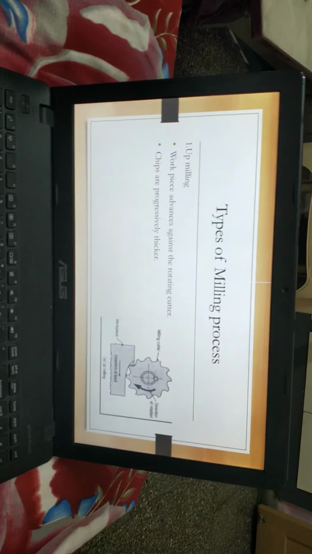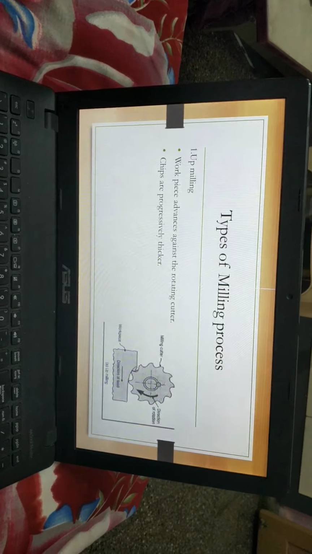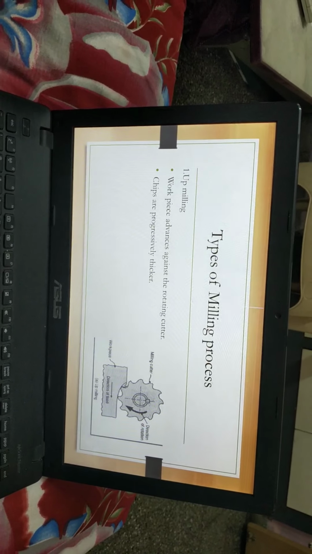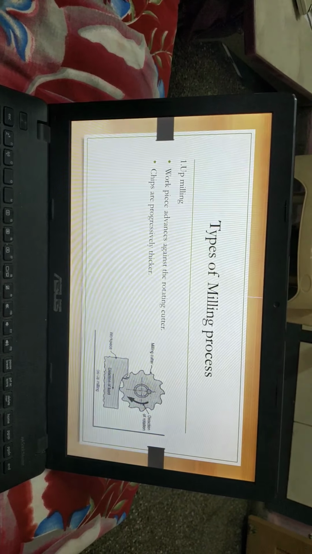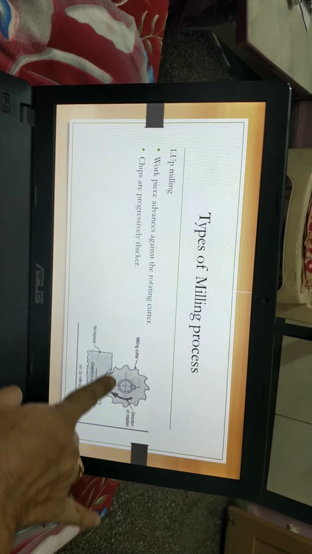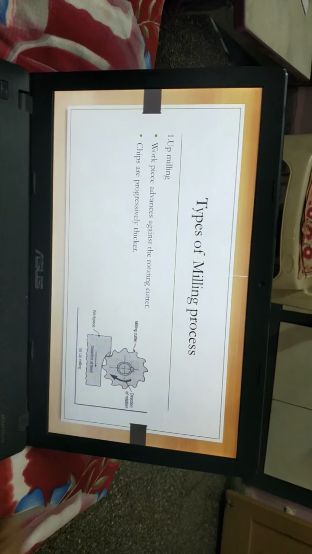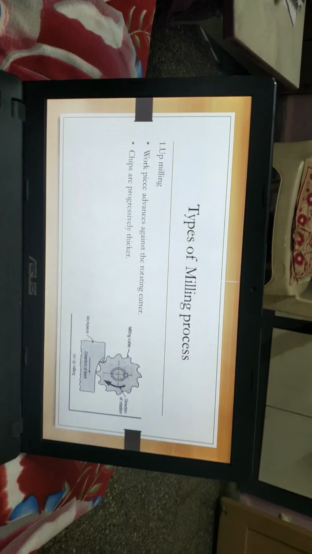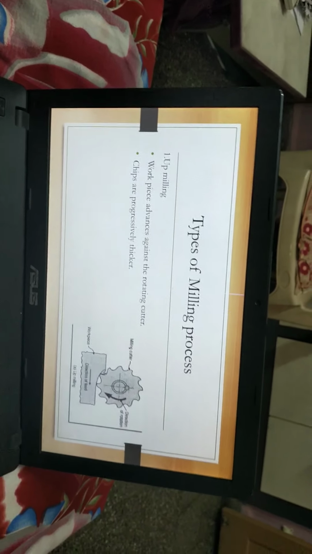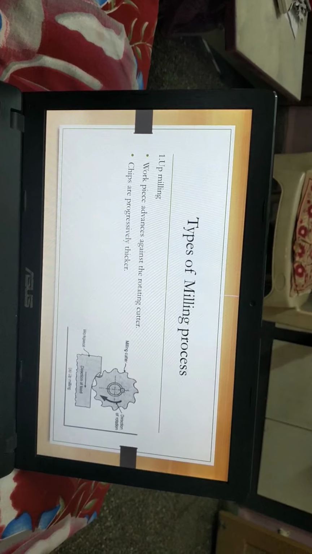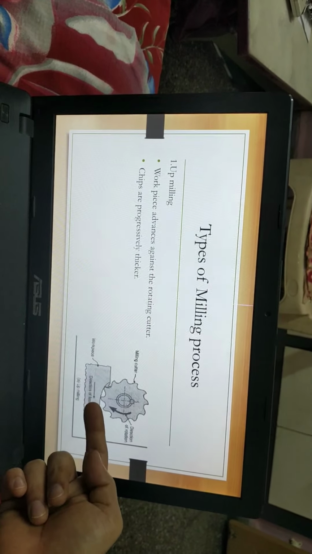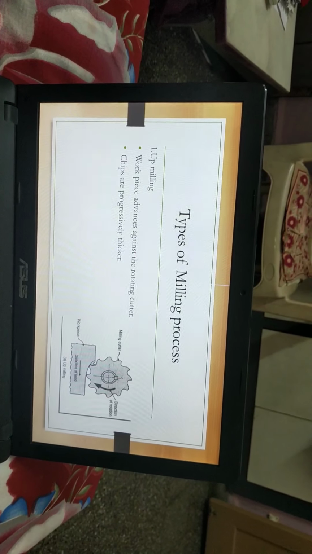There are two types of milling processes. One is up milling and another one is down milling. Up milling means the workpiece advances against the rotating cutter. See, now the cutter is rotating in anti-clockwise direction, and the force at this point, how is it going to act? It is in upward direction, or it is opposite to the feed direction.